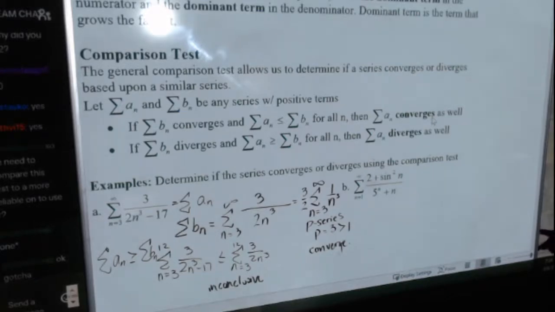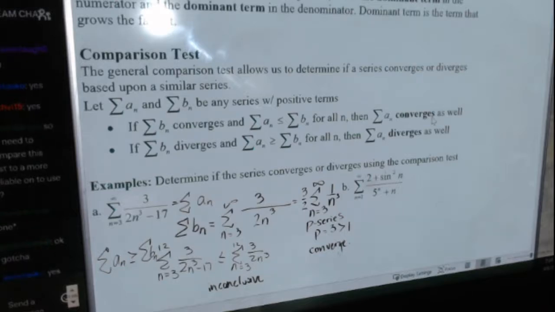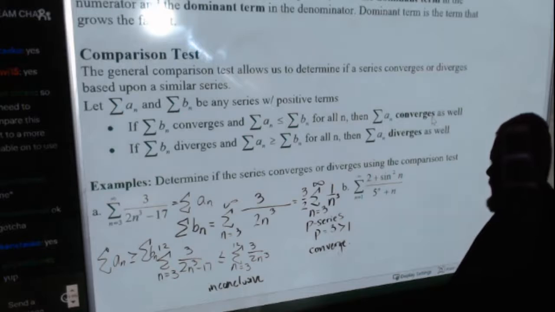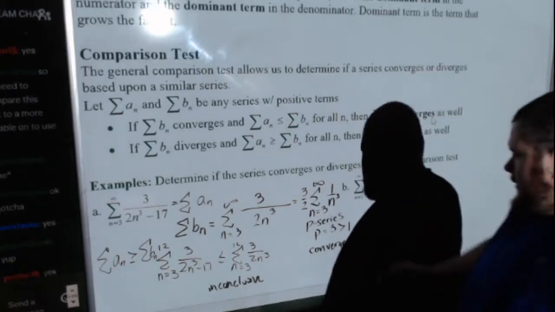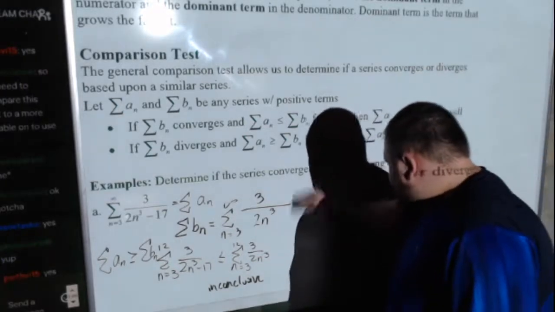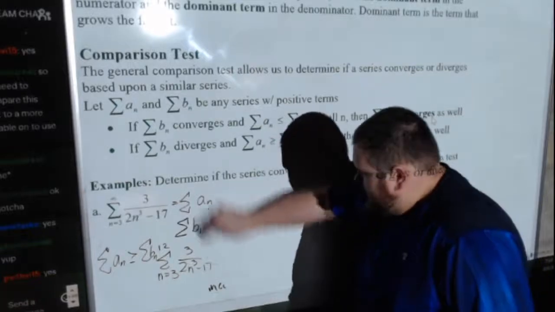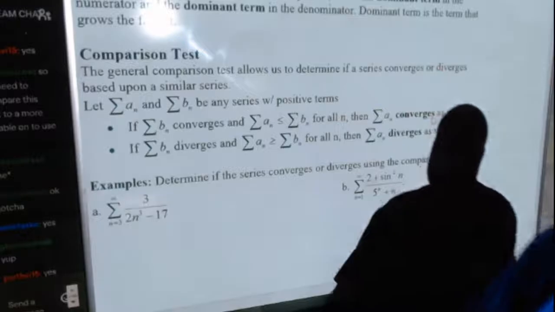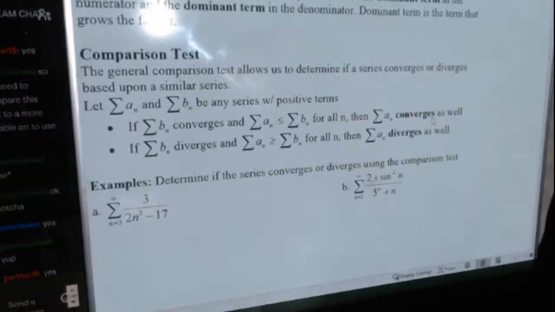Am I okay to erase that so I can do the second problem? All right. Thanks, guys. Thanks for being responsive and active today. All right.